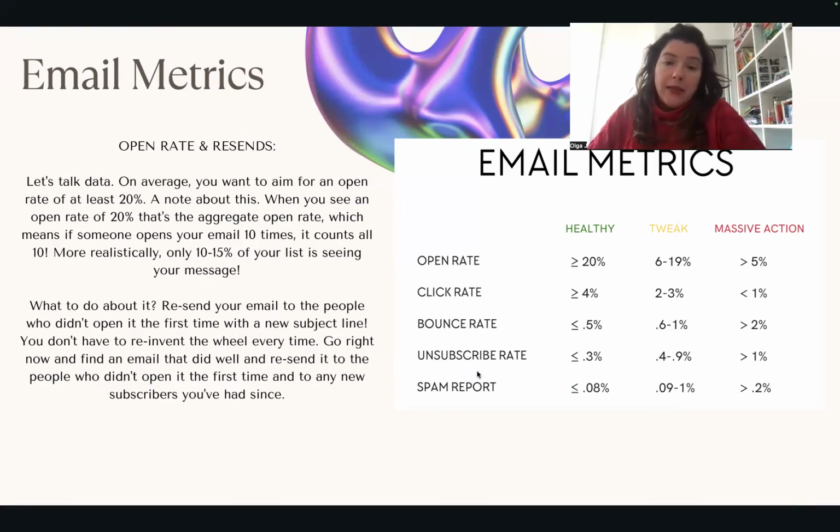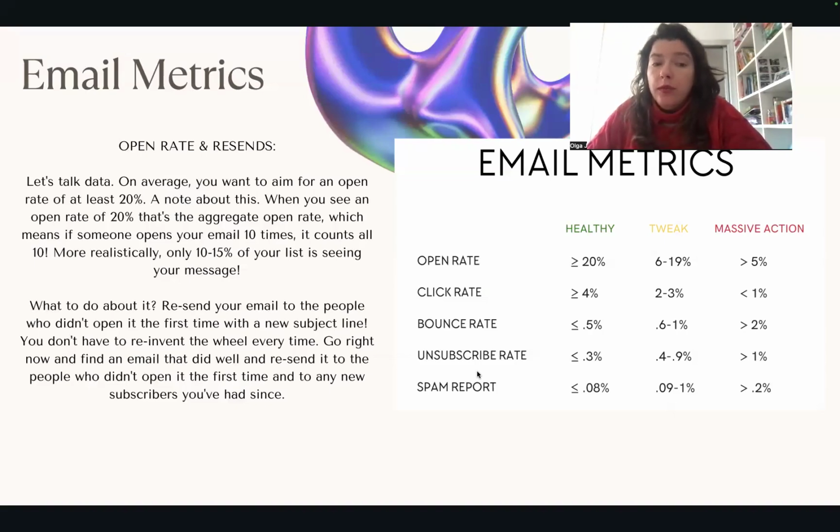So realistically, as we look into this, it's only about 10-15% of your list that are actually seeing your emails. Because the open rate means if someone opened your emails once or 2 times, it counts all 2 times that this person opened your emails, right? So it's an aggregate open rate. So realistically, it might be like 10-15% of your list are actually seeing and opening your message.